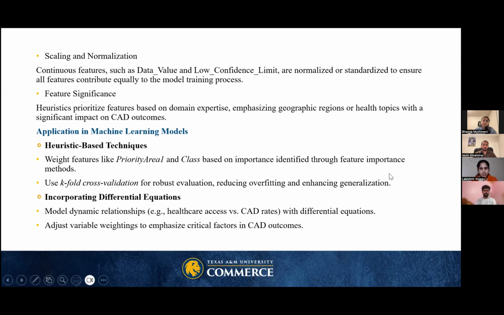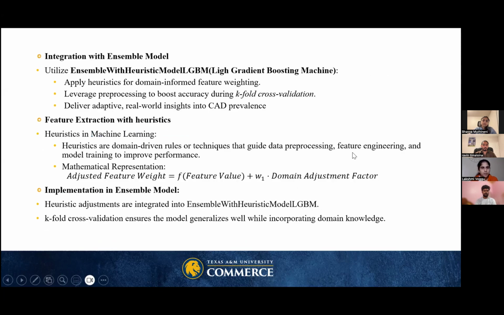And coming to the integration with the ensemble model, we'll be utilizing an ensemble with heuristic model, LGBM, LightGBM, which is the light gradient boosting machine, and applying heuristics for domain-informed feature weighing. It leverages pre-processing to boost accuracy during the k-fold cross-validation, and it delivers adaptive real-world insights into CAD prevalence. Feature extraction with heuristics.